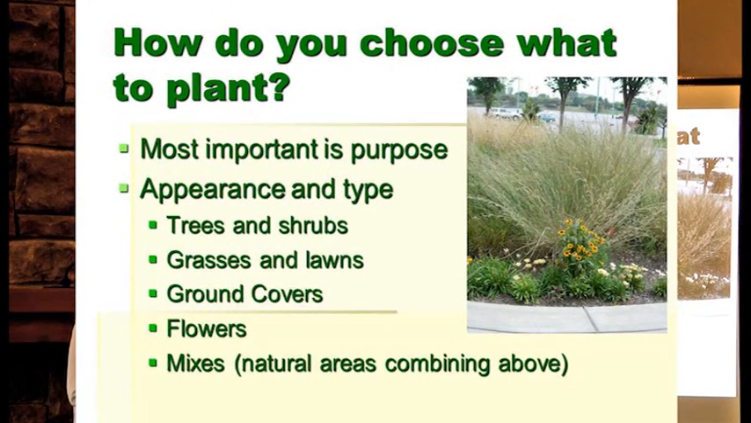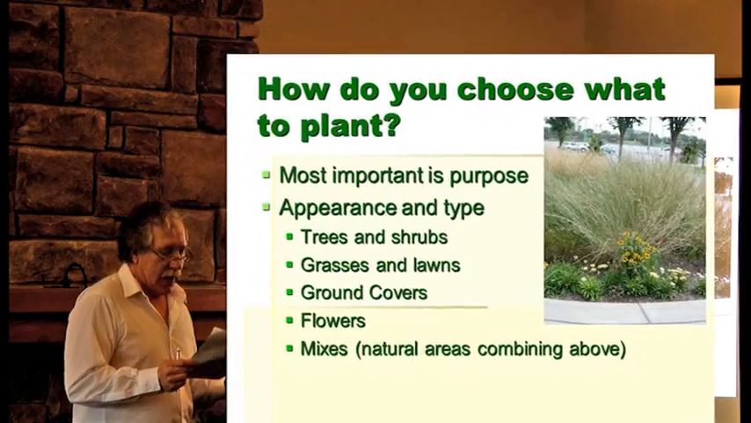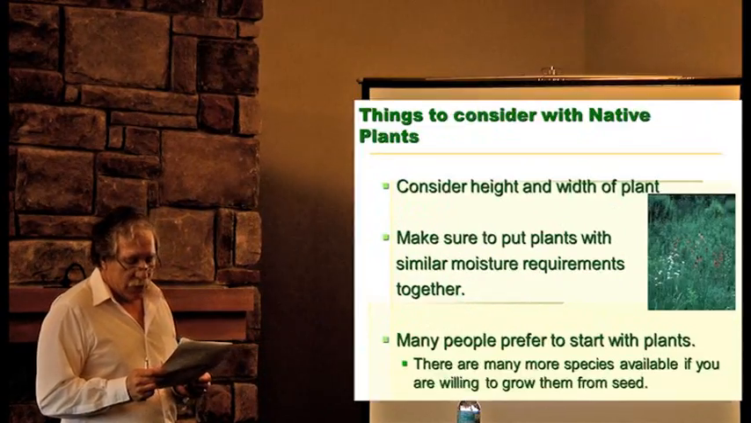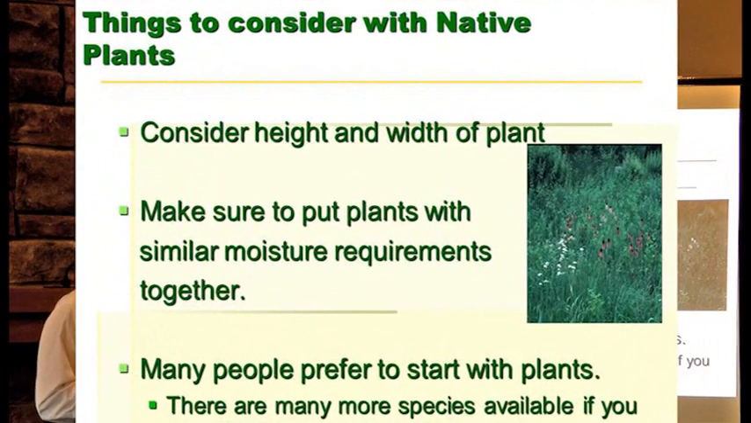Trees and shrubs, grasses and lawns, ground covers, flowers. Those are basically the kind of things we've already talked about. Things to consider. The next slide with native plants. And this is where you kind of have to rely on some information sources. You go to the show. You can see them in the box stores.